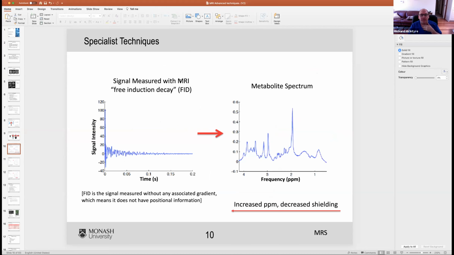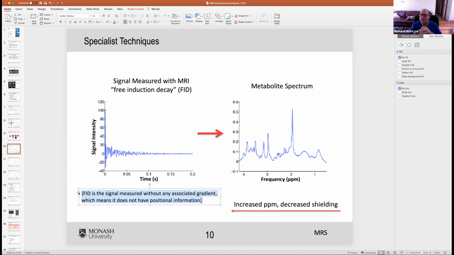The signal measured with MRI is a free induction decay. Whenever we put a pulse into that proton, we get a free induction decay as the signal dephases and gives off its energy, whether to the lattice or to the spins. Free induction decay is measured without an associated gradient, which means it does not have positional information. So when we do spectroscopy, we don't have positional information inside that voxel. We only have positional information of that voxel.